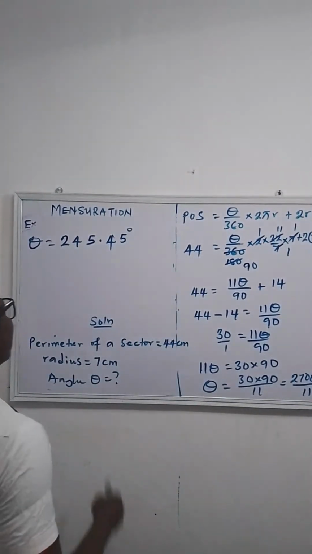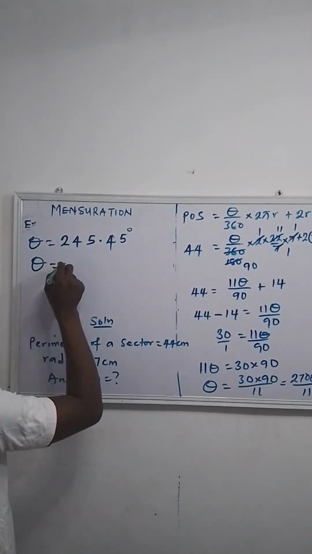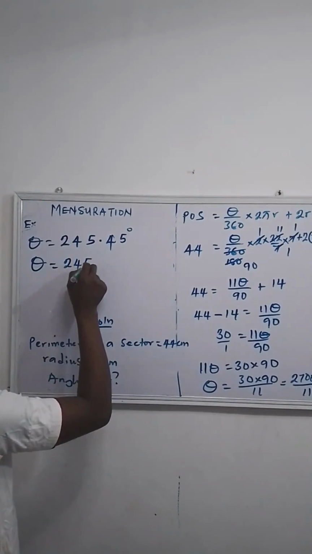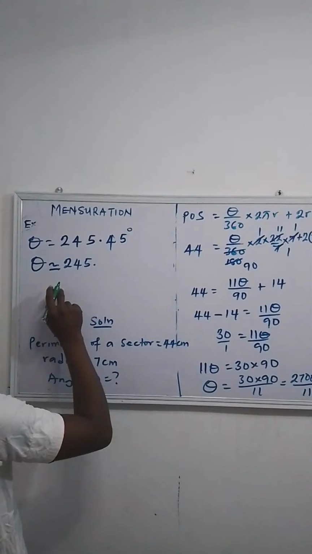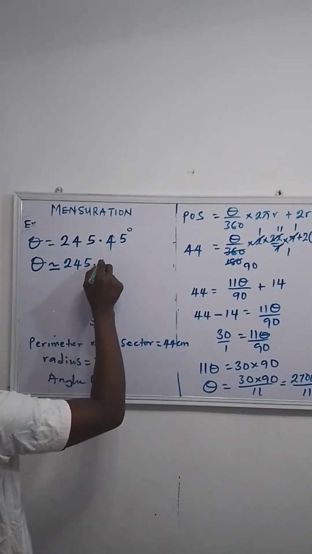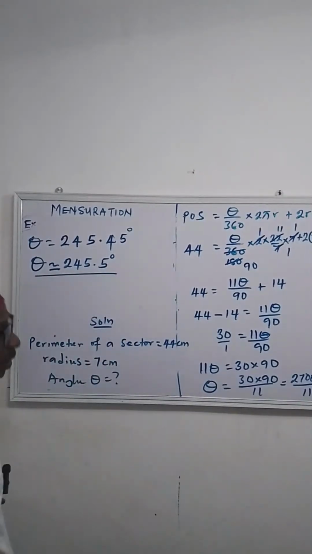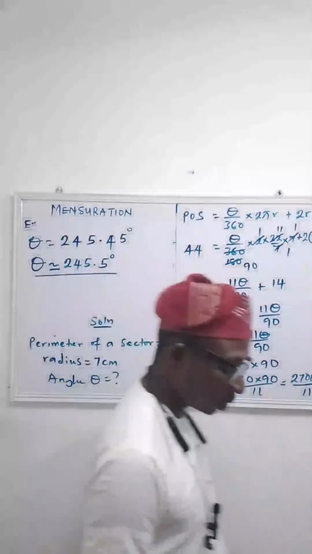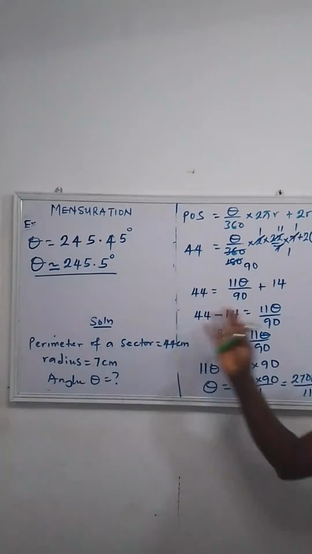So our final answer now, the value of theta will be 245 approximately, okay, an approximated value, so 0.5 degrees. So this is going to be the answer to 1 degree. So that is the angle of the sector.